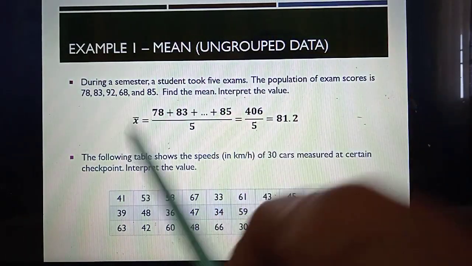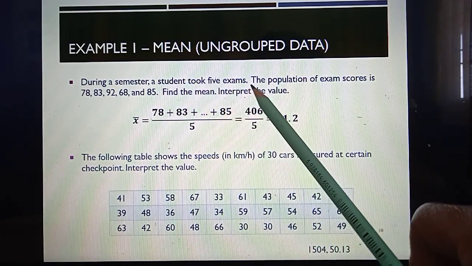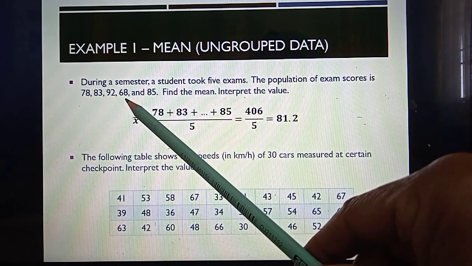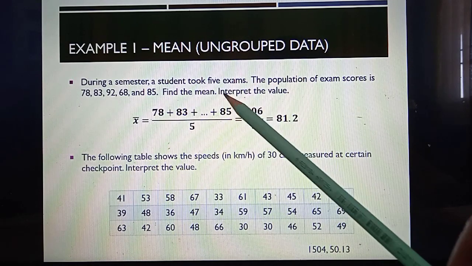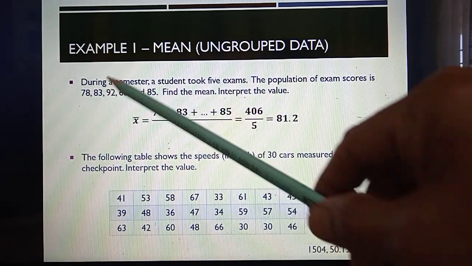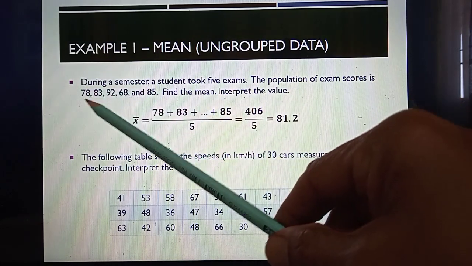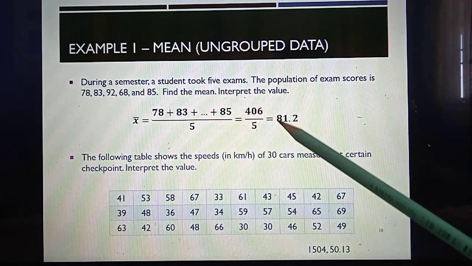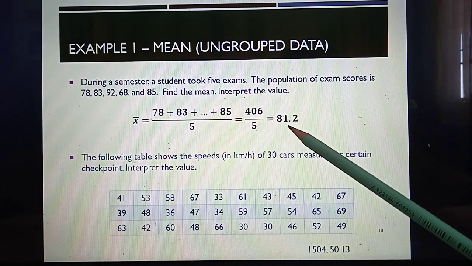Okay, example. During a semester, a student took 5 exams. The population of exam scores is 78, 83, 92, 68 and 85. Now find the mean and interpret the value. From this we can calculate the mean by summing all the data together. Then divide by how many observations. How many? There are 1, 2, 3, 4, 5. Then divide by 5. So the answer is the mean for the student marks is 81.2.